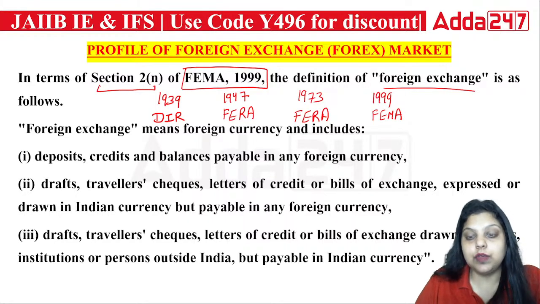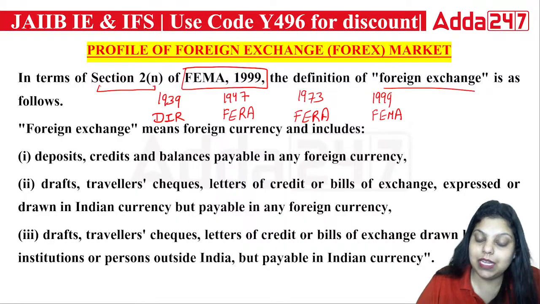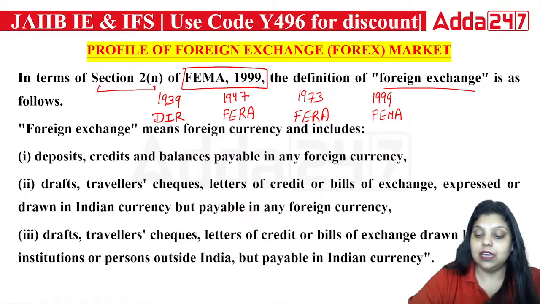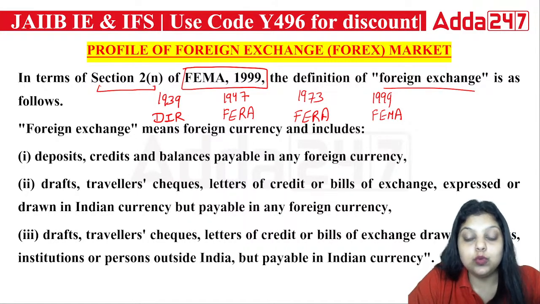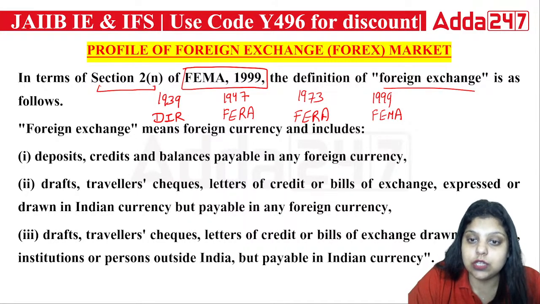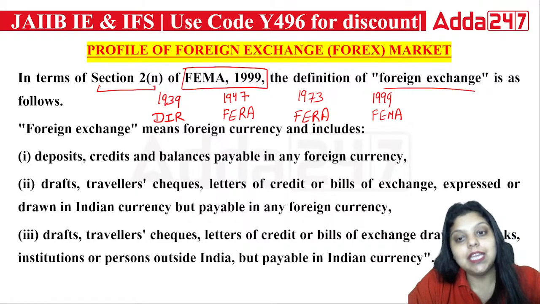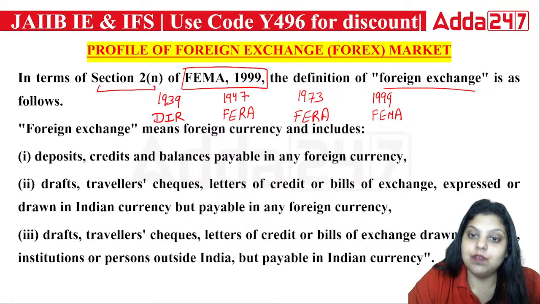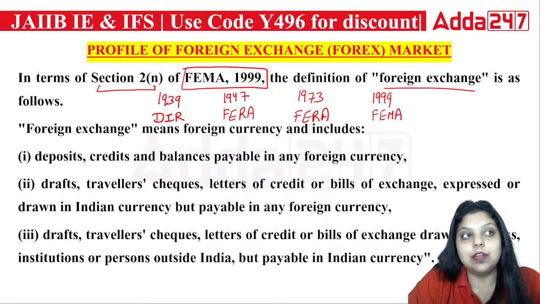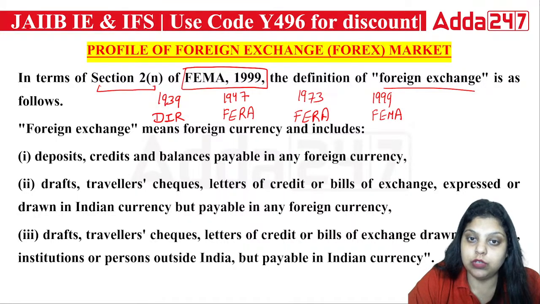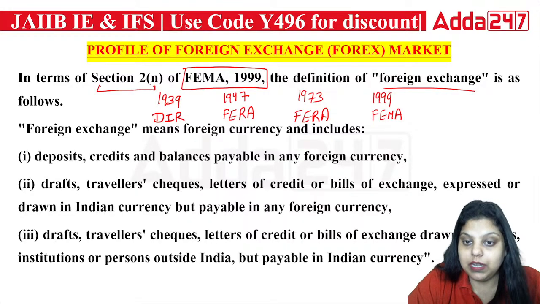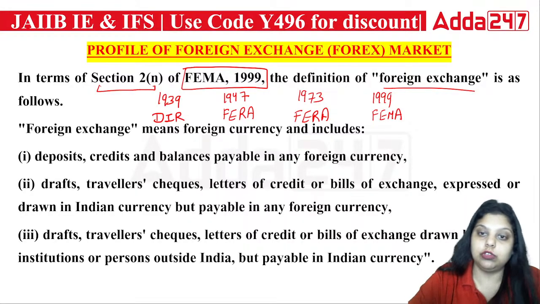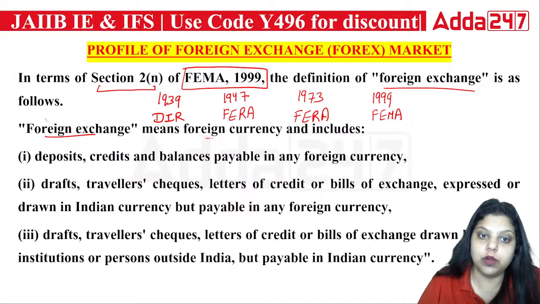So earlier, the Defense of India Rules were there, which were regulating the forex market of our country. Then FERA was introduced, the Foreign Exchange Regulation Act, in 1947, which used to have a lot of restrictions and regulations on foreign exchange. And then the 1973 FERA came, which replaced the earlier FERA, and by replacing that, we can say that a more comprehensive approach has been used here. Then in 1999, FEMA was introduced, the Foreign Exchange Management Act, called FEMA, right? So foreign exchange means foreign currency.